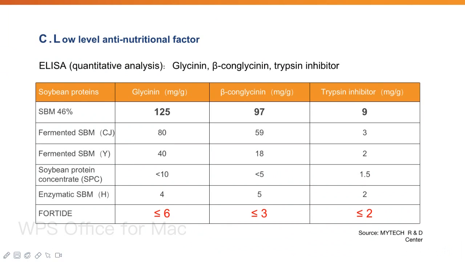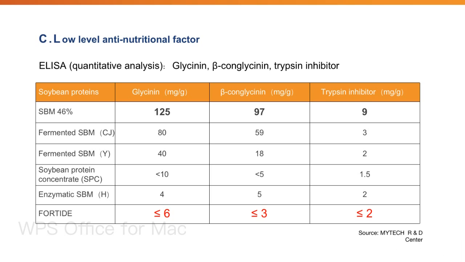The third very important feature is that the content of anti-nutritional factors is very low. The common anti-nutritional factors of soy protein are soybean antigens, including glycinin, beta-conglycinin, and trypsin inhibitors. We determine their content in different raw materials by the ELISA method.